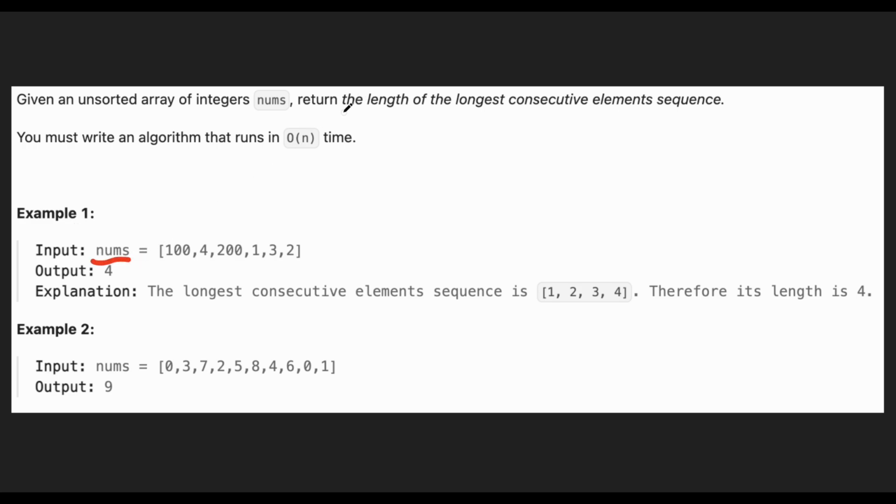Today we have a problem where we are given an array of integers nums and we need to return the length of the longest consecutive element sequence. For example, in this case, we have three sequences. We have 1, 2, 3, 4. We have just 100 and we have 200 separately. So the longest consecutive element sequence is 4, which we are returning here. The most important requirement for this problem is that the algorithm should run with linear time complexity, O(n).